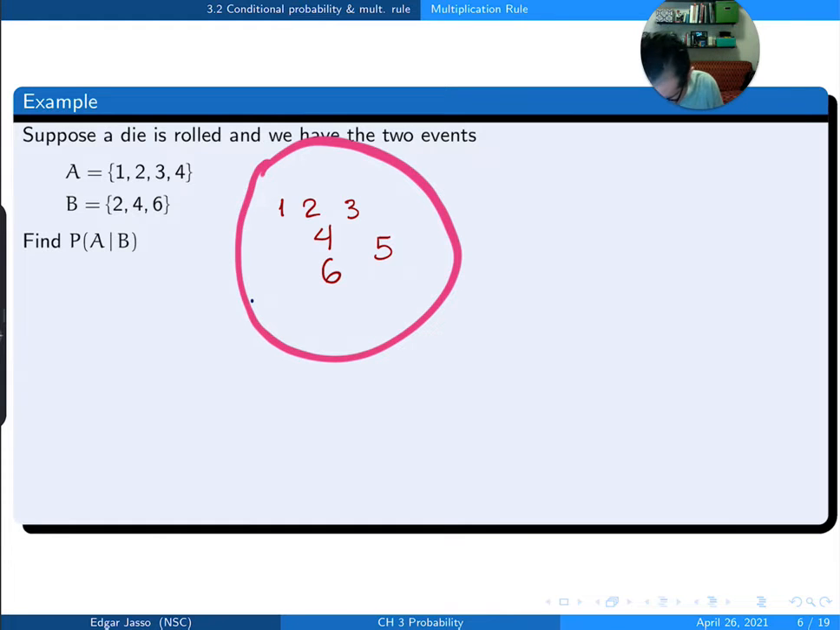So I'm going to put my A in red. A is 1, 2, 3, 4, and 6. Sorry, 1, 2, 3, and 4, not the 6. So this is my event A. And B is the event 2, 4, and 6. So let me grab another color for B. I'm going to grab blue for B, and B is the 2, 4, 6.